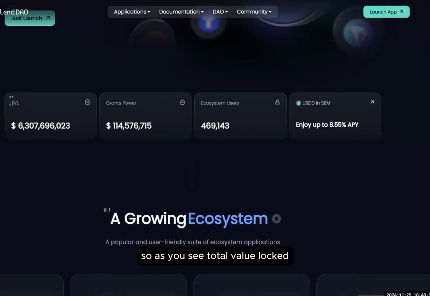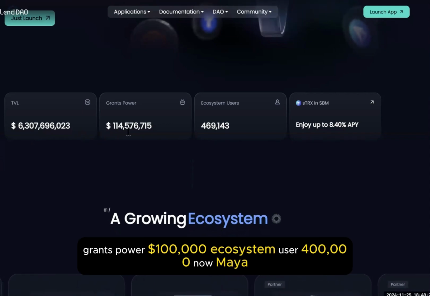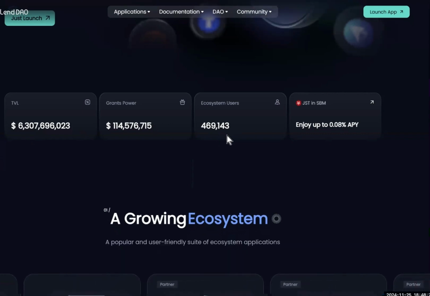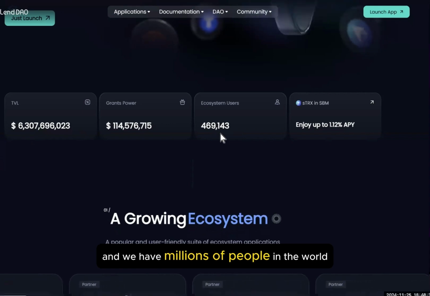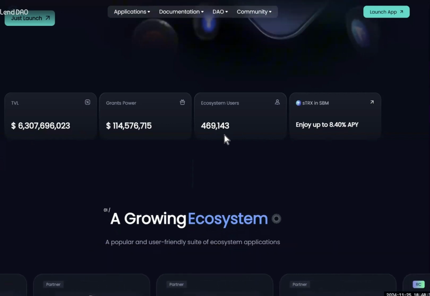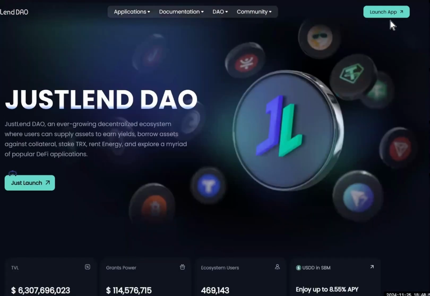So as you see, total value locked, they have 6,300,000,600,000 total value locked. Grants power, $100,000. Ecosystem users, 400,000. Now, mind you, y'all are so early that it's less than 1 million people on here using this, and we have millions of people in the world. Less than 1 million people. It's 400,000 using this. Let me hit launch app.